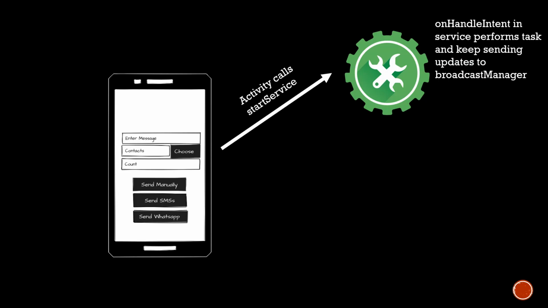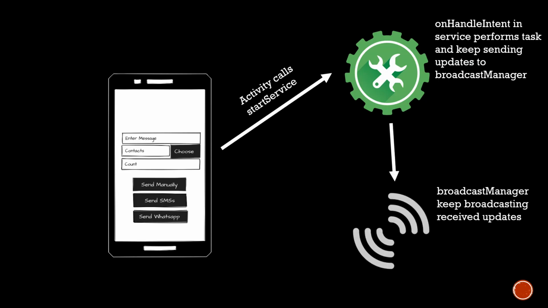Consider the broadcast manager like a postman who sends a message from one person to another. The onHandleIntent method in the service will simply perform the task and keep sending updates to the broadcast manager, and the broadcast manager will broadcast the received updates. Then in our activity we can use a broadcast receiver to receive all the updates, and then we can notify the user however we want, like showing a notification or just showing a toast.